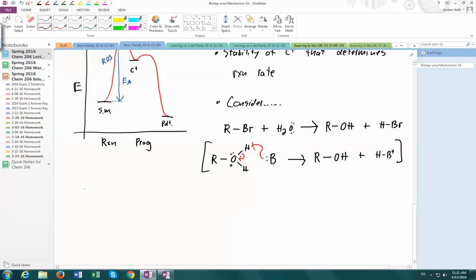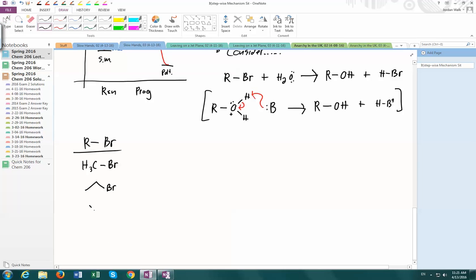All right, so we'll draw another table like we did for the SN2 reaction. And so we're going to use the same alkyl bromide. So we've got, let's see, methyl bromide. We've got a primary bromide, a secondary, and a tertiary. And so we'll again remind ourselves of the type. So we've got a methyl, a primary, a secondary, and a tertiary.